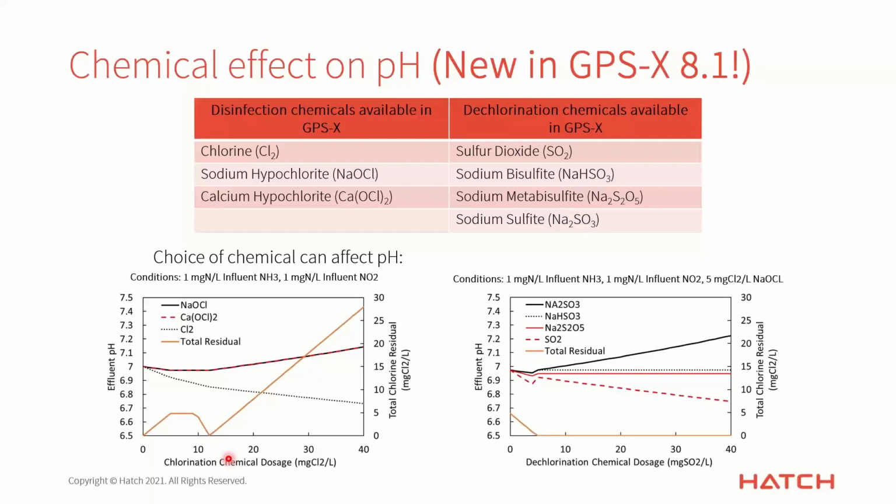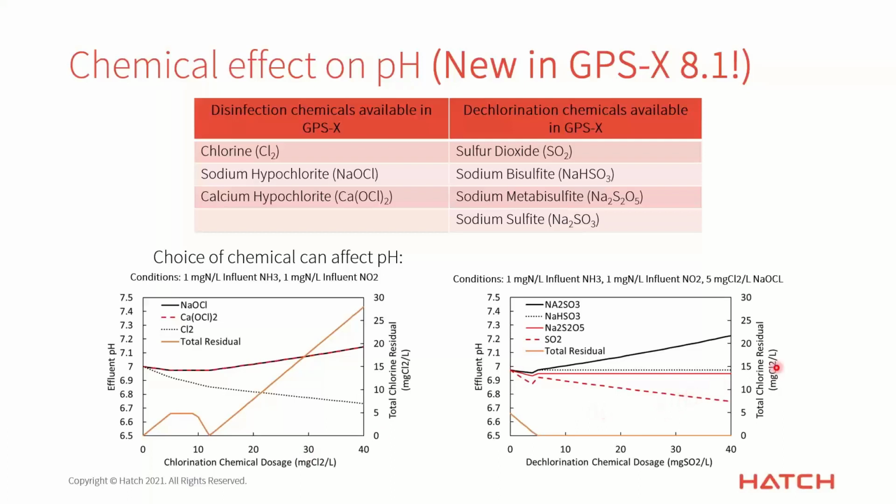So basically what you can see is that for the hypochlorites, there's actually a slight increase in pH overall when you are using them for disinfection, whereas with chlorine gas, as we would expect, there's a decrease in the pH. So you do have to keep those kinds of things in consideration when you are selecting a chemical for chlorination.